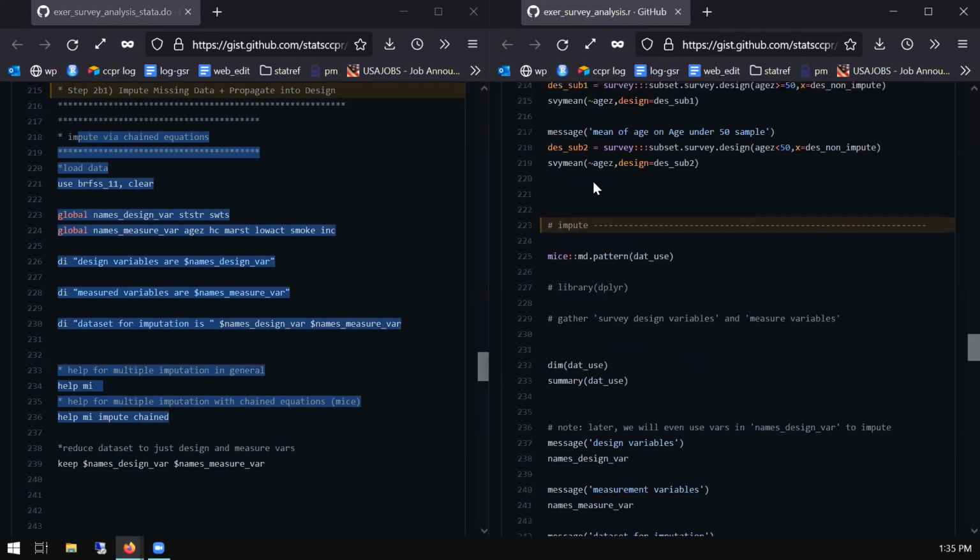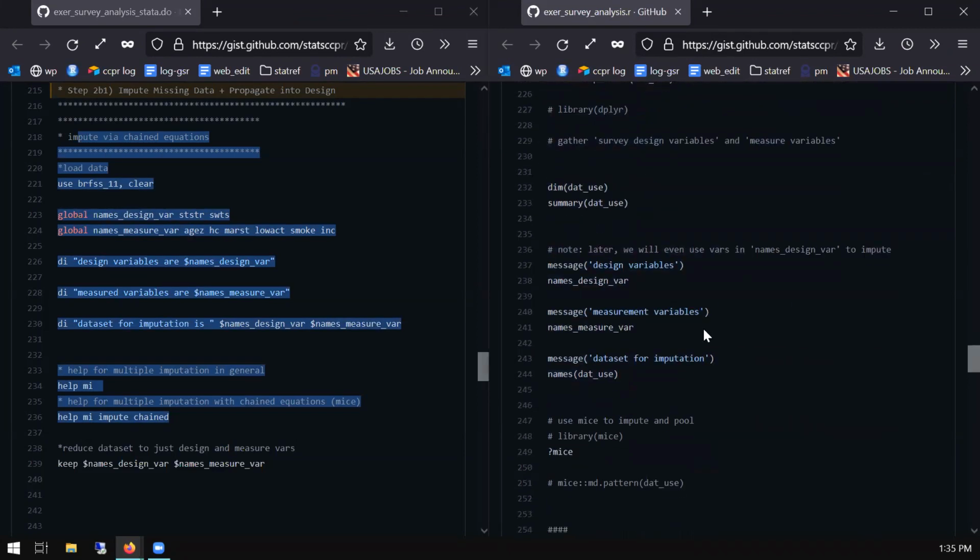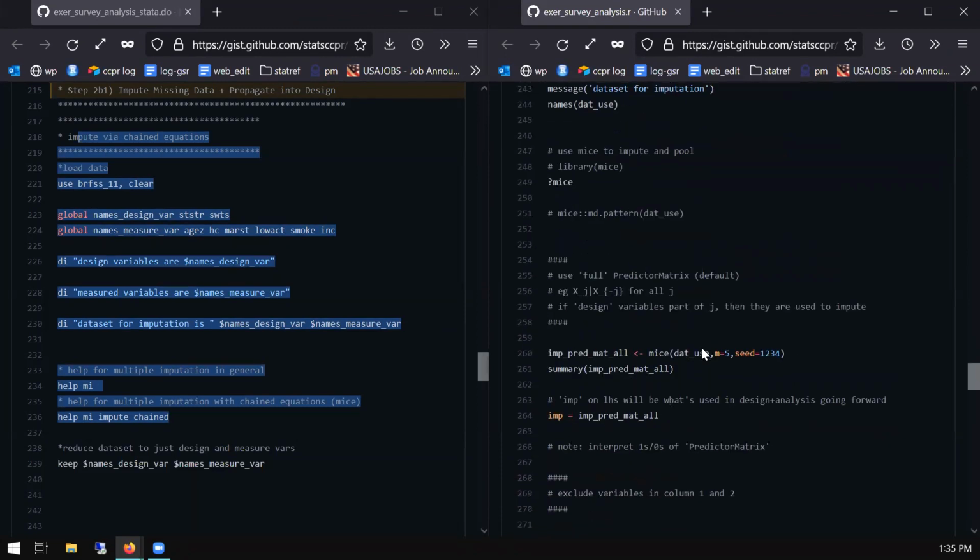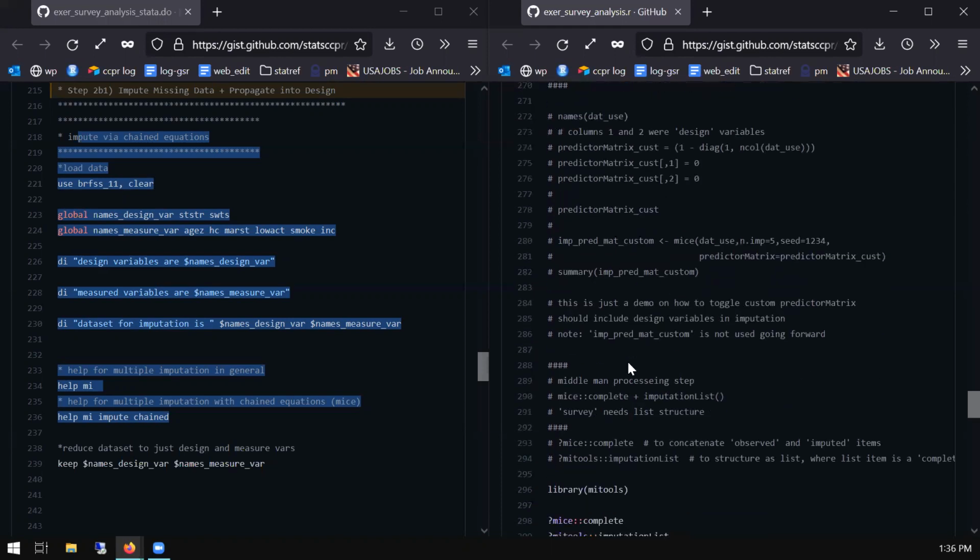Left hand is Stata, right hand is R. I think R was easier because you impute first. You run mice, default, every variable, every item column is imputed by every other variable. Notice here, I'm telling R to use the raw data, ignoring the survey design. It generates 5 completed data sets. So now I have 5 imputed data sets in a list, a shopping list of 5 data sets. This is what I'm going to feed into the survey design.